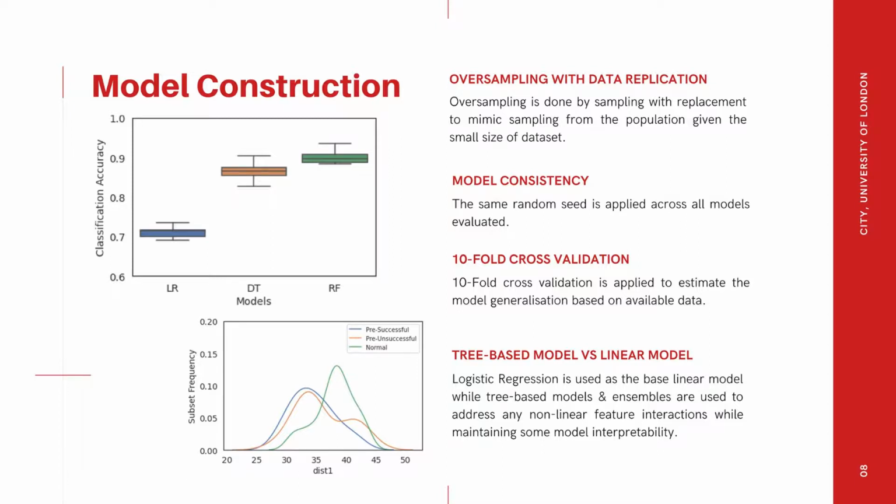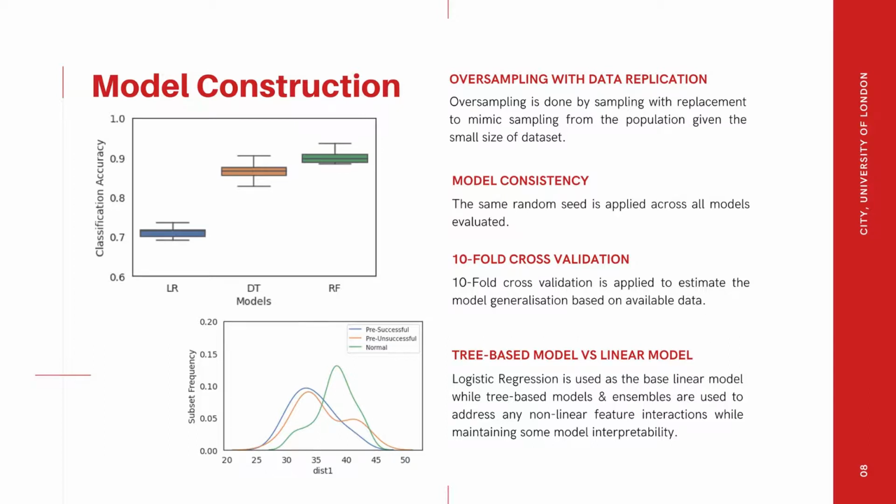Tenfold cross-validation is applied to each model to account for the variability of the training data. This allows for a better gauge of the model generalization and the overall performance of each model. 3 models are used in this work, namely logistic regression, decision tree, and random forest, which is primarily an ensemble of multiple decision trees.